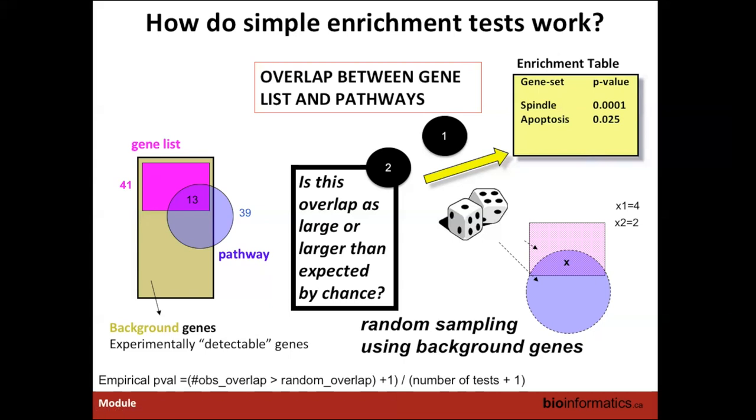To solve this, you could do random permutation. You use random gene lists, which are the same size as your gene list but with random genes, and you do it 1000 times. Each time you have a random list, you calculate the overlap between your random list and your pathway. This way you build your null distribution. Then you compare your observed overlap to your null distribution to see if your overlap is larger than the null distribution. And you can calculate an empirical p-value by calculating the number of times that your observed overlap was larger than the random overlap.